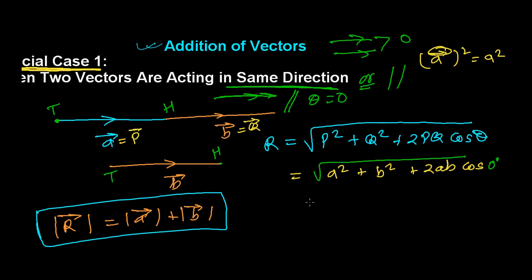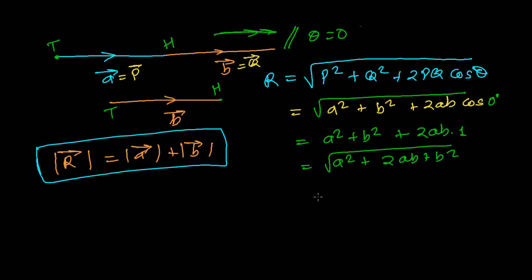So it's going to be A square plus B square plus 2AB, and do you know, my dear friend, cosine of 0 is 1. So it's now A square plus 2AB plus B square inside the root, and further I get A plus B whole square inside the root. Since it's a square, the square will cancel the root, so I'll get A plus B. I'm sorry, here I need to give the vector sign. Here also I need to give the vector sign.